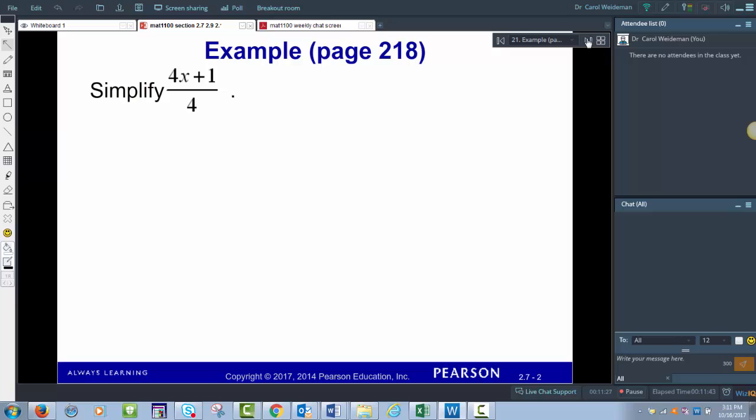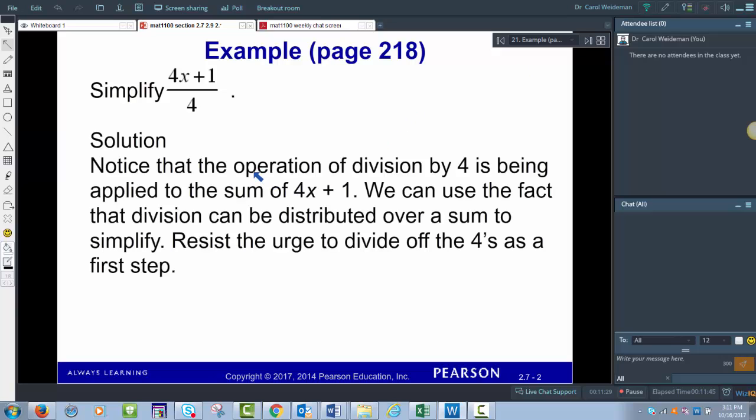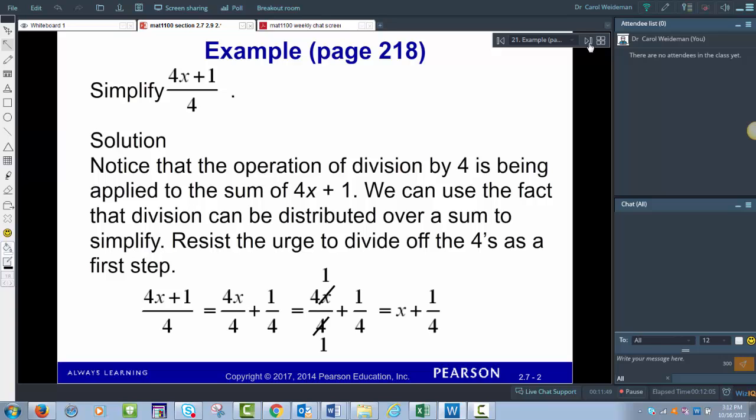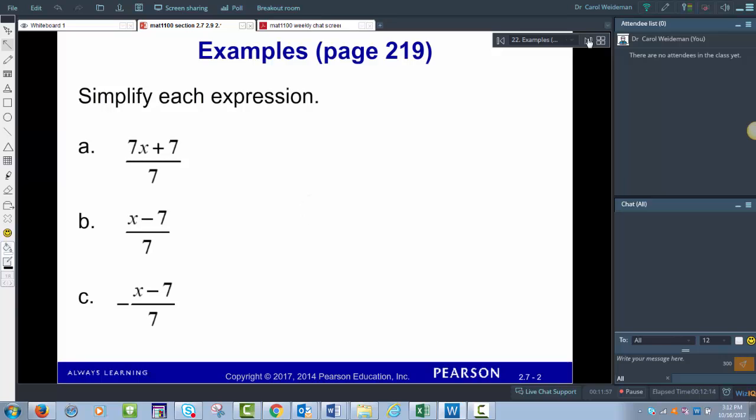So let's try this example here. We want to simplify. Notice that the operation of division by 4 is being applied to the sum, and we can use the fact that division can be distributed over a sum to simplify it. Don't just cross off the 4s because you're not going to get the right answer. So if we break it into two fractions, we have 4x over 4 plus 1 over 4, which simplifies to x plus 1/4. If you just cross out those 4s, you're going to miss the fact that the 4 is being divided into the 1 also. Now let's try these.